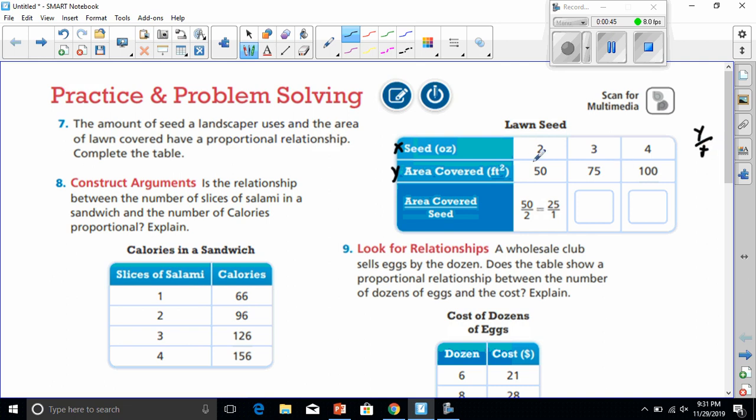Okay, and so this is 50 over 2, 50 divided by 2 equals 25 over 1. So it's 25. Now 75 over 3, and that's also going to be equal to 25 over 1. Why? Because 75 divided by 3 is 25. And lastly, 100 over 4 is also going to be equal to 25 over 1.